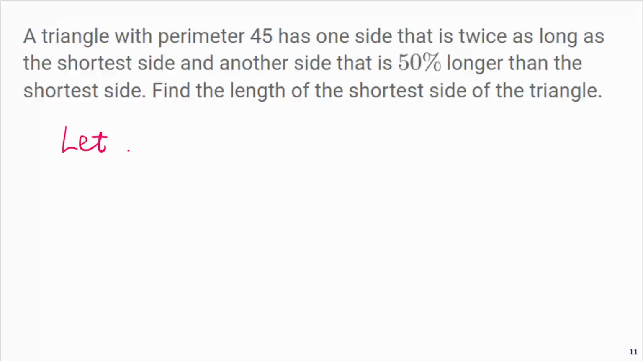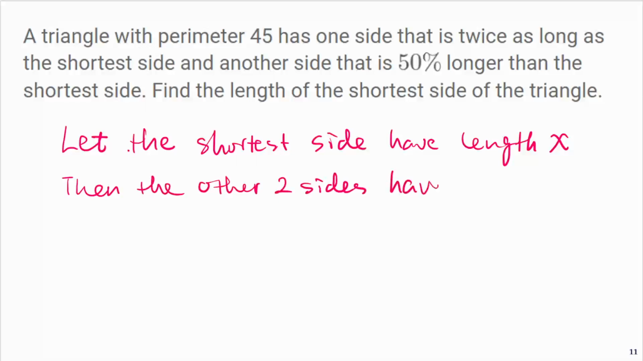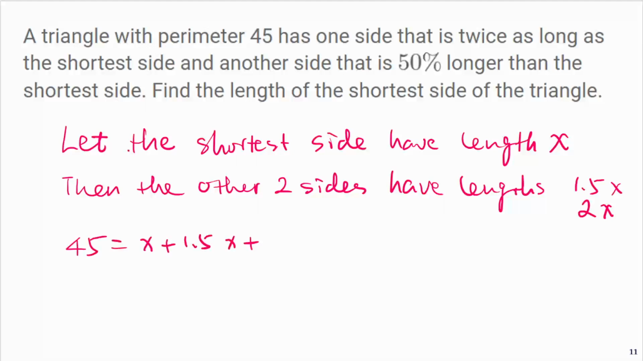So we can let the shortest side be x, right? Let the shortest side have length x, and we want to solve for x. Then the other two sides have length 1.5x and 2x. We know the perimeter of the triangle is 45, so 45 equals x plus 1.5x plus 2x.